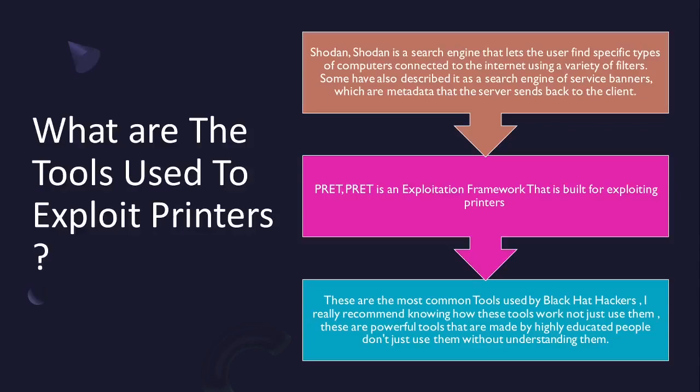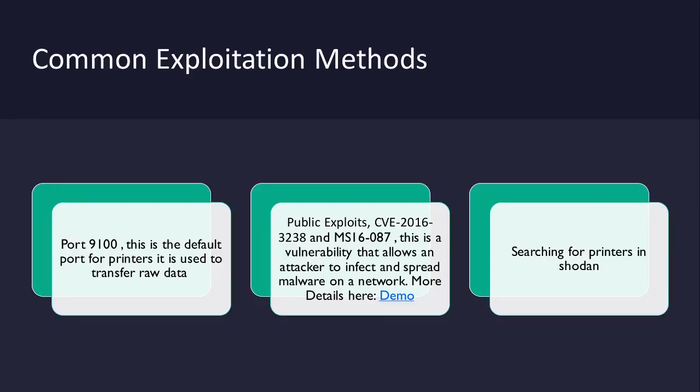All right, these are the common exploitation methods. A hacker would write down this port in Shodan and find all the printers that are on this port. Hackers can also obtain the IP address of a printer and search for a public exploit. An example of a public exploit is CVE-2016-3238, Microsoft MS16-087. This is a vulnerability that allows an attacker to infect and spread malware on a network.